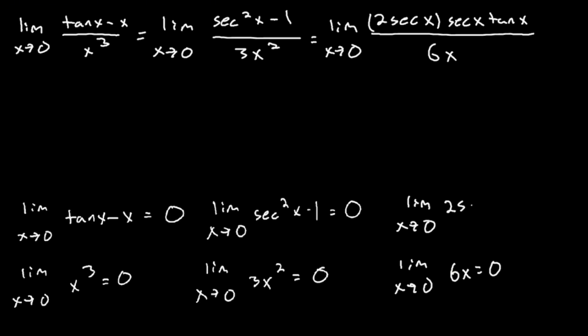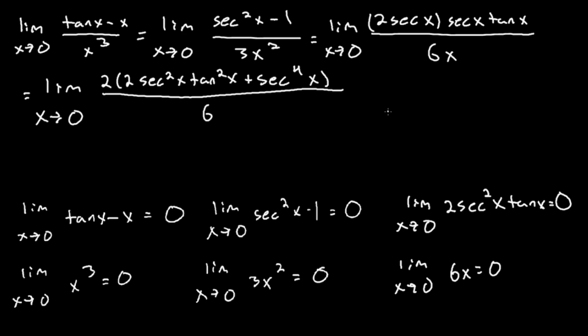And for 2 secant squared x tangent x, well, tangent of 0 is still 0. 0 times everything just turns to 0. So we get 0 over 0 again. We get some indeterminate form again. So we could take another derivative. Oh boy. How many do we have to do this time?